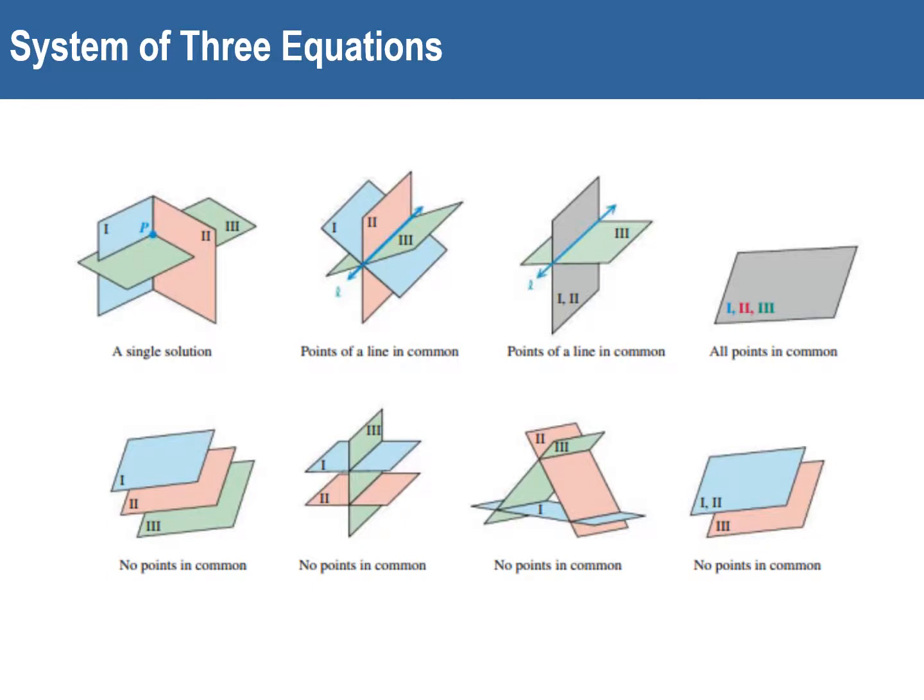Sometimes we have systems of 3 equations, and we can have lots of different answer combinations. You might have a single solution where all 3 of the planes intersect at a point. They may intersect at a line. They may have all points in common. They may have no points in common. And that may be an interesting representation.